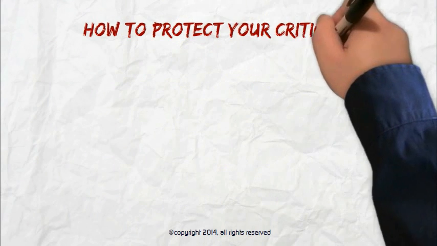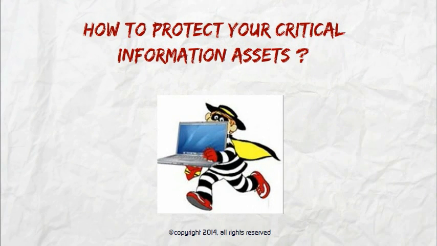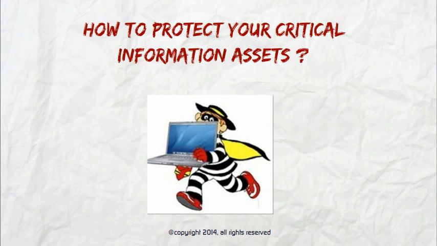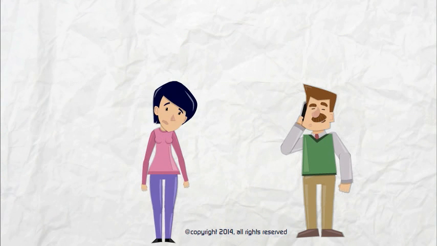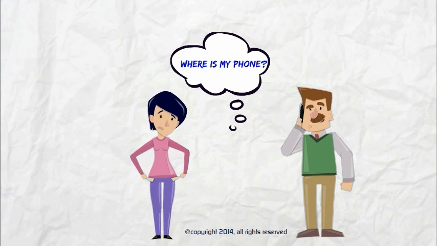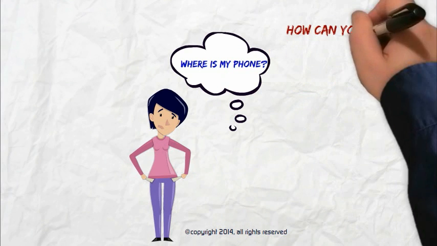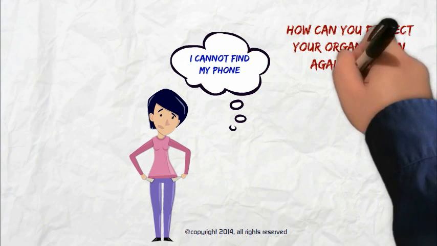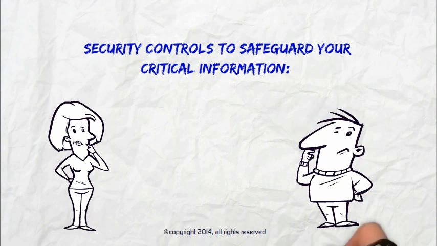So, let us now talk about ways to protect your critical information assets so that wrong people do not have any access to it. For example, most employees today carry mobile devices to conduct their normal business. So, it is a matter of time that someone will surely forget their mobile devices in some public place one day. So, how can you protect your organization against such an incident? Well, you can implement various security controls to safeguard your critical information.